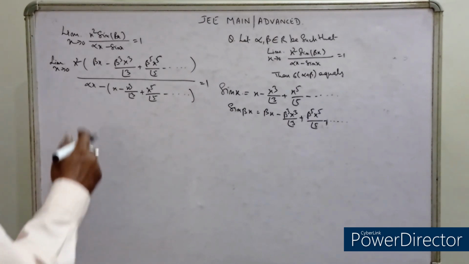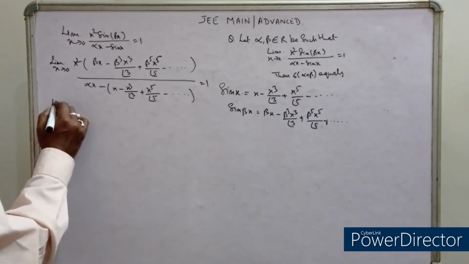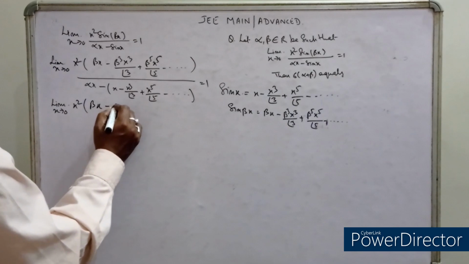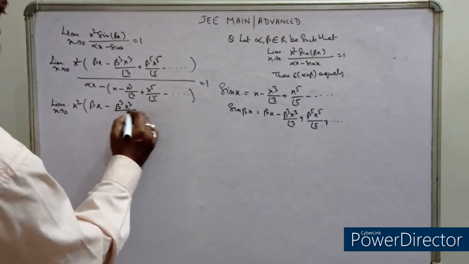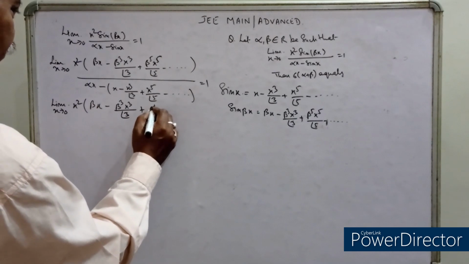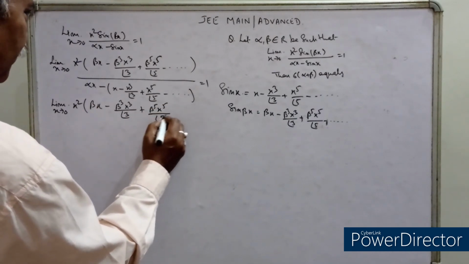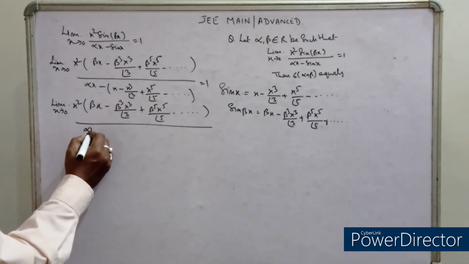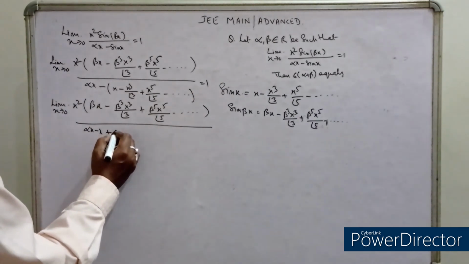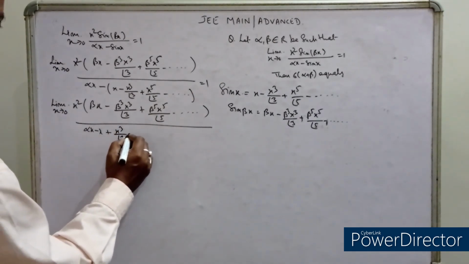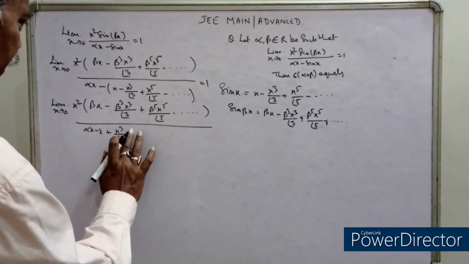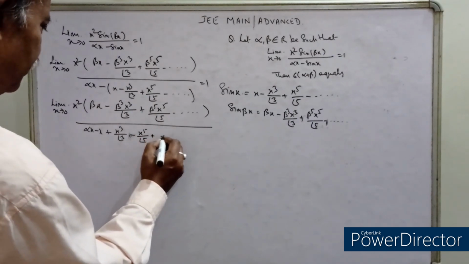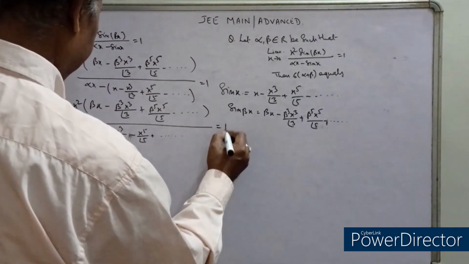So here again limit x tends to 0, this is x square times beta x minus beta cube x cube by 3 factorial plus beta 5 x 5 by 5 factorial minus dot dot dot, and in the denominator, that is alpha x minus x plus x cube by 3 factorial minus x 5 by 5 factorial, then this will be plus dot dot dot, and this is equal to 1.